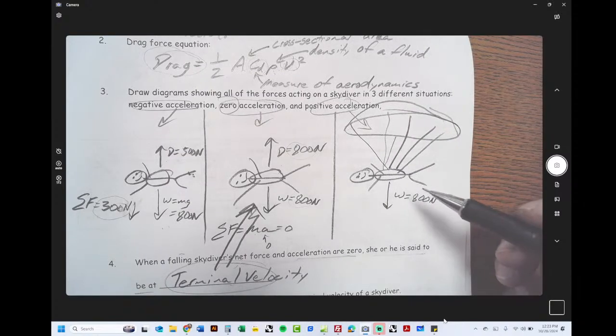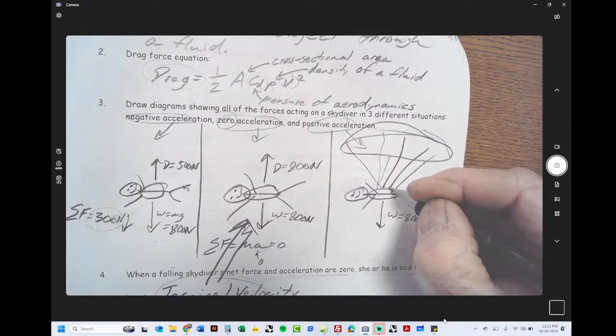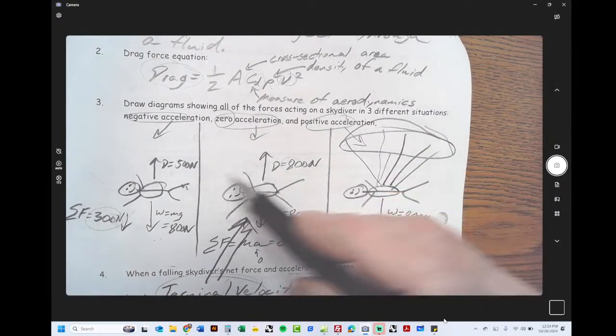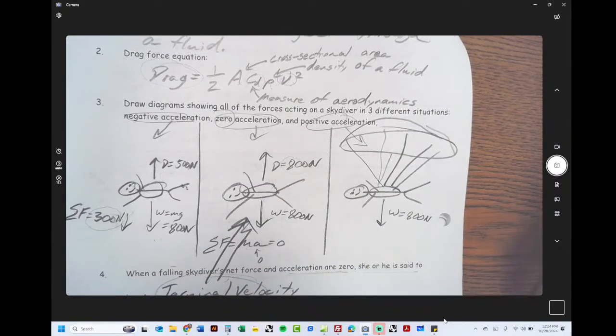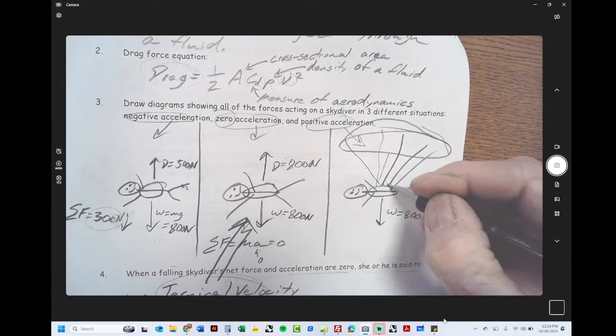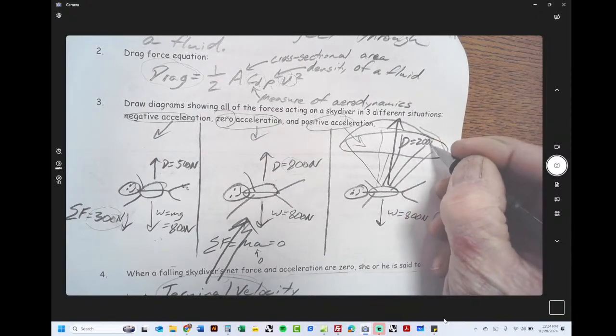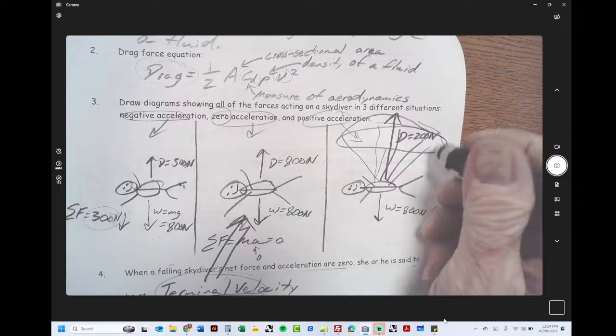But anyway, let's say that the drag, what should we use for drag now? We had 800 newtons, we had 500 newtons. 1,000 newtons. I'm going to go bigger. I'm going to go 2,000. Drag equals 2,000 newtons. I wrote 200.